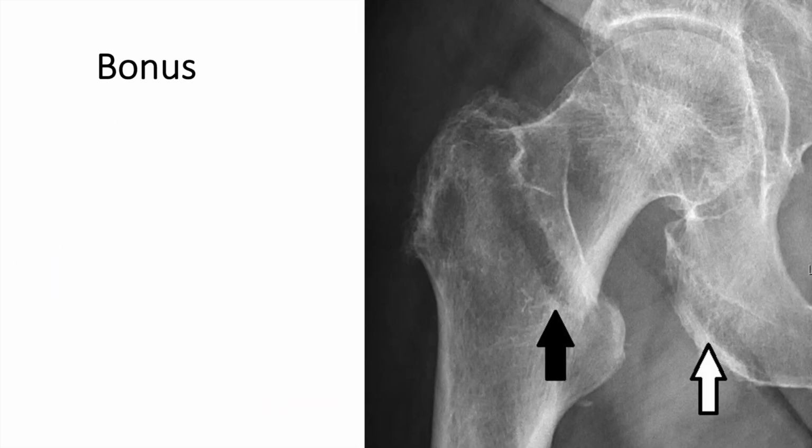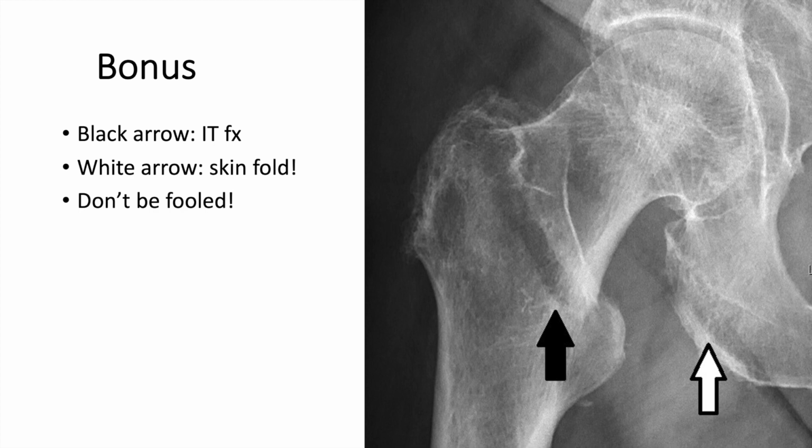And here's a bonus read right here. So give this a shot. All right, so the black arrow here is an intertroch fracture. So what is the white arrow here? It's actually a skin fold. All right. So if you follow that black line, you see that it extends above and below the ischium over there. So because of that, that's actually an artifact. So it's not actually a fracture. So make sure you don't get fooled by things like that.